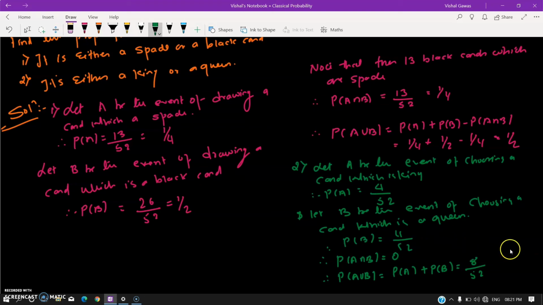If I simplify this, it would be 2 over 13. That's the idea about the problem. I hope this is clear. Let's move on to the next problem.